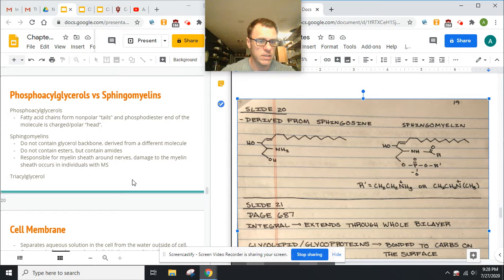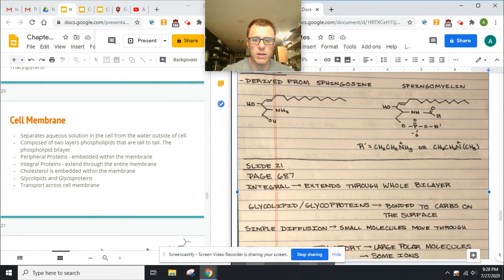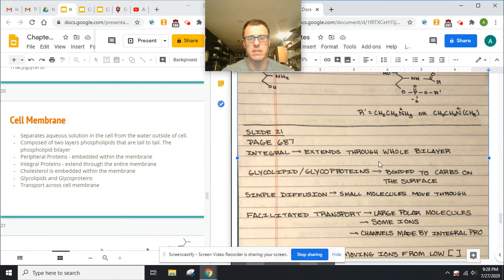Sphingomyelins contain amides. They form the myelin sheath around your nerve, which is very important. If that becomes damaged, this is what occurs with individuals with MS. So the cell membrane, you're going to have to look at page 687. That is going to be the whole shebang right there. It's a nice little picture. And here are just some things that we're looking at within there.